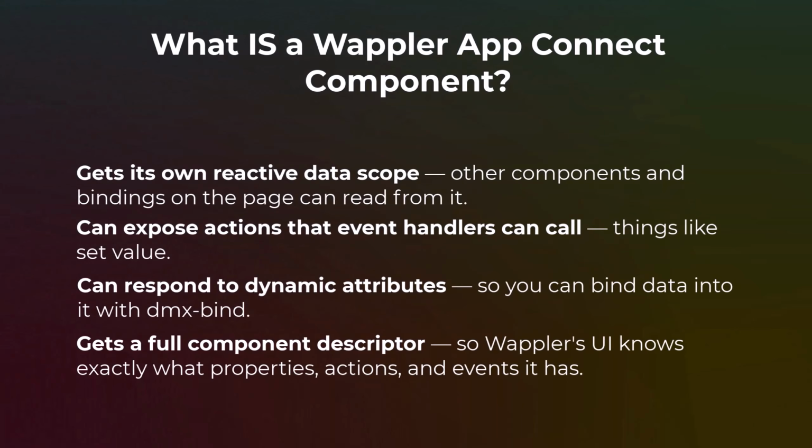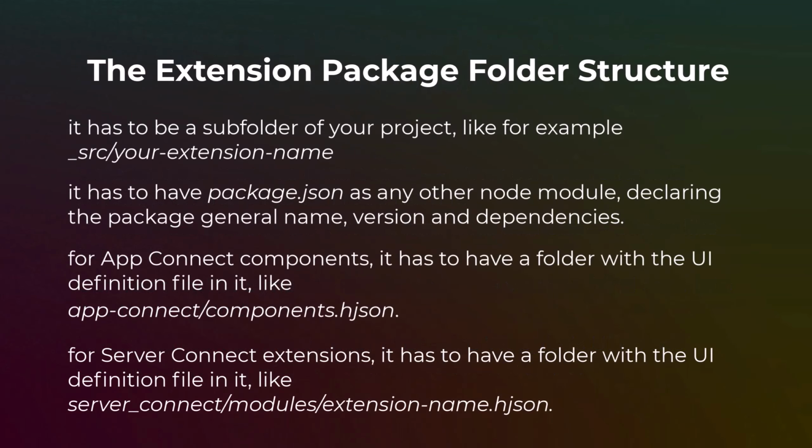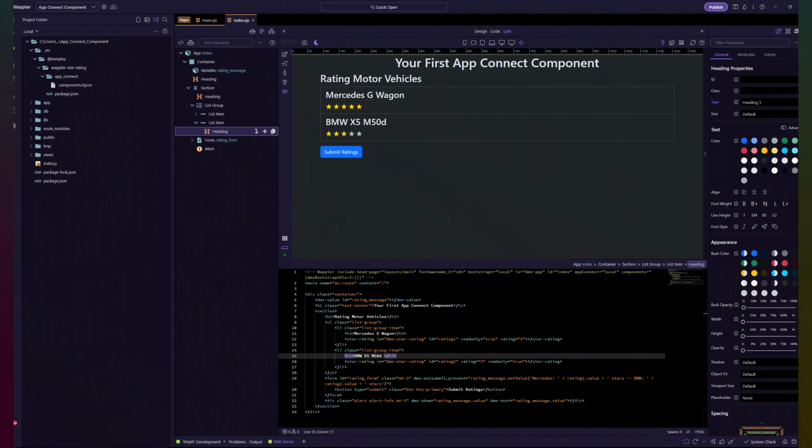Welcome to video 2. In the last video we covered what an App Connect component is, how the extension package is structured, and what we're going to build. In this video we're writing the JavaScript, the file that makes the star rating widget actually work. By the end of this video, we'll have a fully functional component that renders stars, responds to clicks, exposes a value to App Connect's data scope, fires a change event, and supports read-only mode.